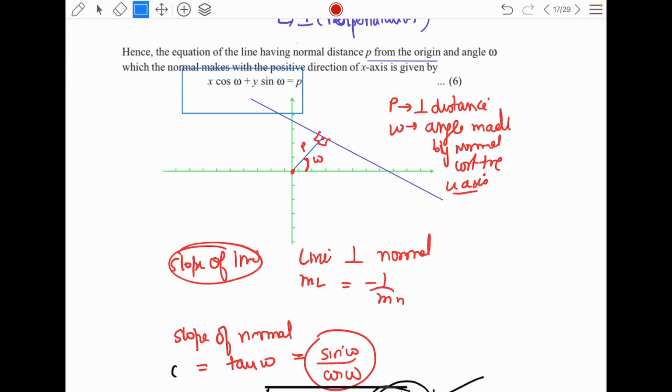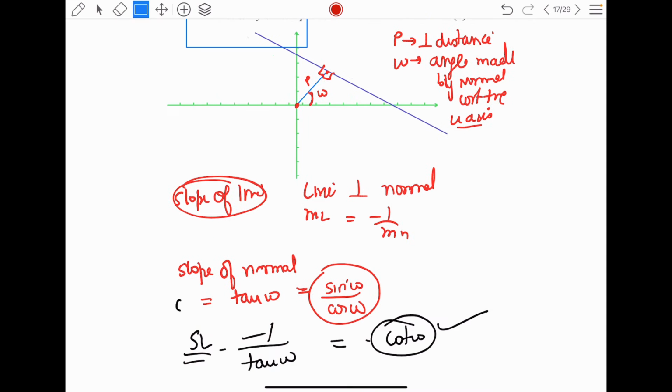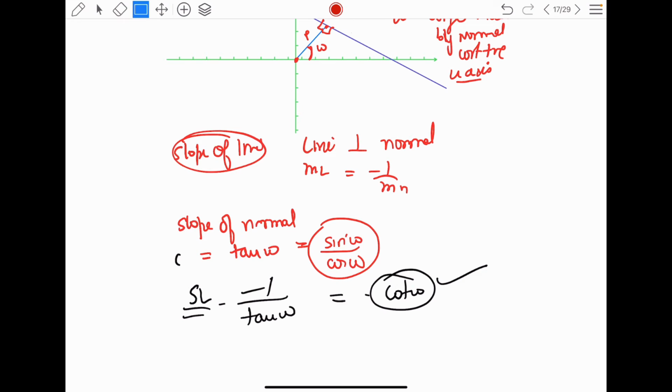Okay, what is the slope of this line? Line and normal are perpendicular to each other. So the slope of the line and slope of the normal are negative reciprocals of each other, because we are using the perpendicular case. Slope of the normal is tan omega. So what is the slope of line going to be? Minus 1 upon tan omega, which is your cot omega. So cot omega is the slope of the line, where omega is the angle made by the normal. It's not the angle made by the line, it is the angle made by the normal with respect to the line. Okay, that's how you can find the slope.